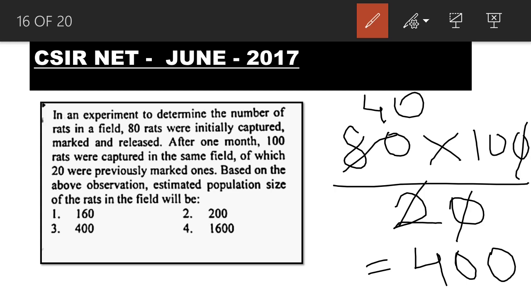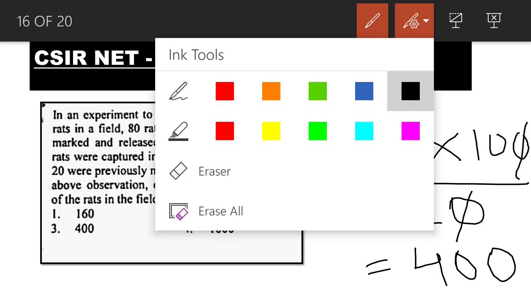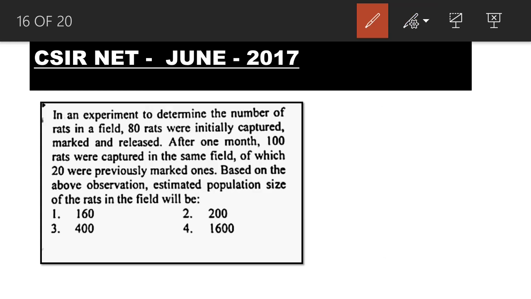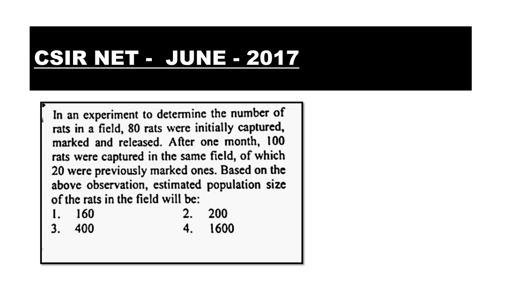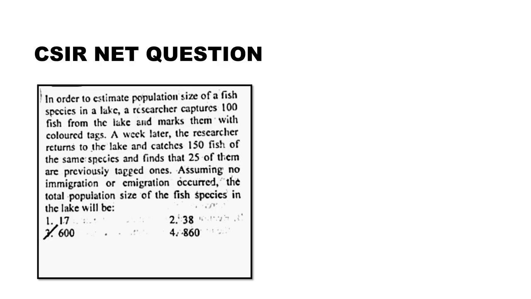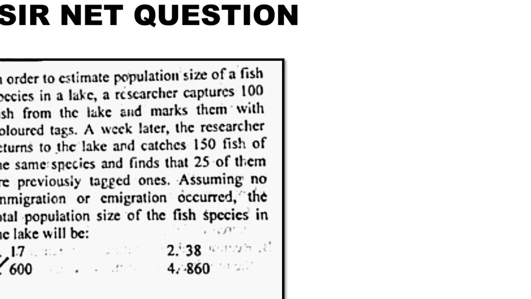It is very easy. You just have to put the formula and read the question carefully: how many individuals are captured in the first sample, then how many are recaptured, and how many are marked. These three things will play an important role so as to have your calculation with the utmost precision, right? So this is what the first question was, and the answer is 400. Then second, again this question is from CSIR NET, right?